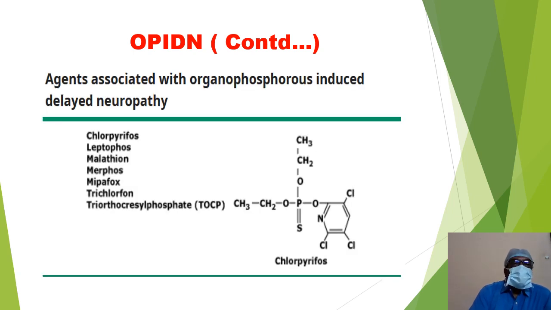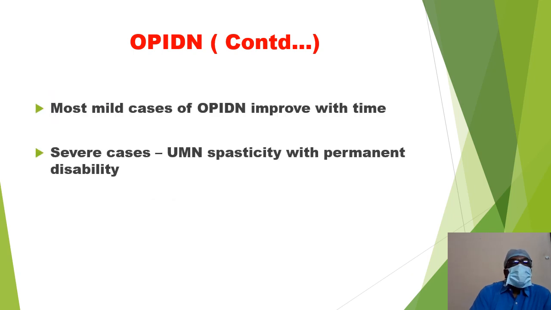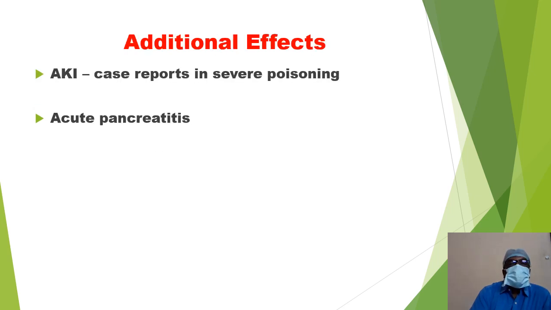So one should know what agents are associated with OPIDN: chlorpyrifos, malathion, trichlorophos, and triorthocresyl phosphate. The other things are not that common, but most commonly what we encounter is chlorpyrifos. Most mild cases of organophosphorus induced delayed neuropathy improve with time. In severe cases, upper motor neuron type of spasticity with permanent disability is seen.